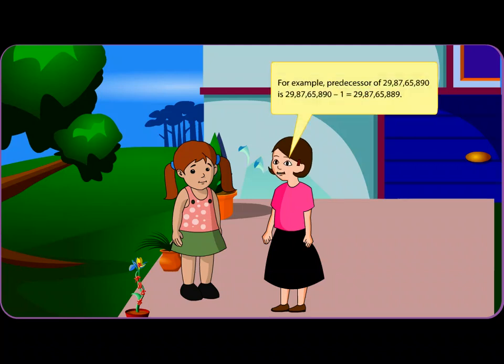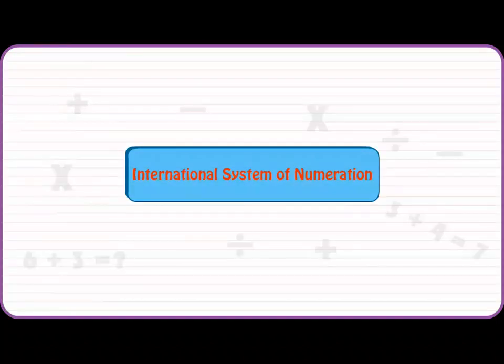To find the predecessor of a number, we subtract 1 from the number. For example, predecessor of 29 crore 87 lakh 65,890 is 29 crore 87 lakh 65,890 minus 1 is equal to 29 crore 87 lakh 65,889. International System of Numeration.